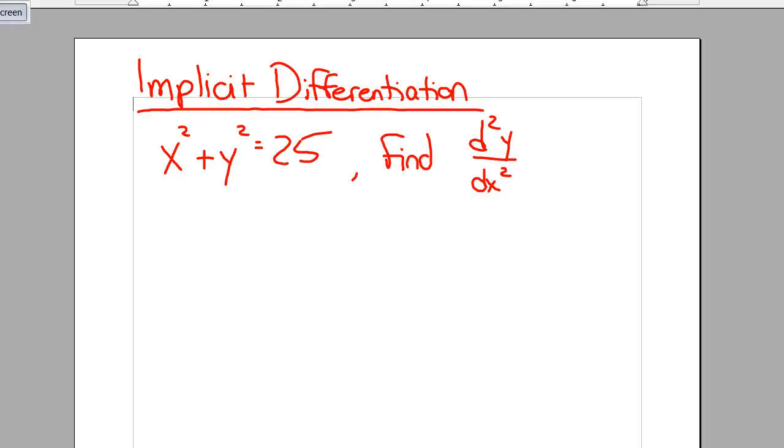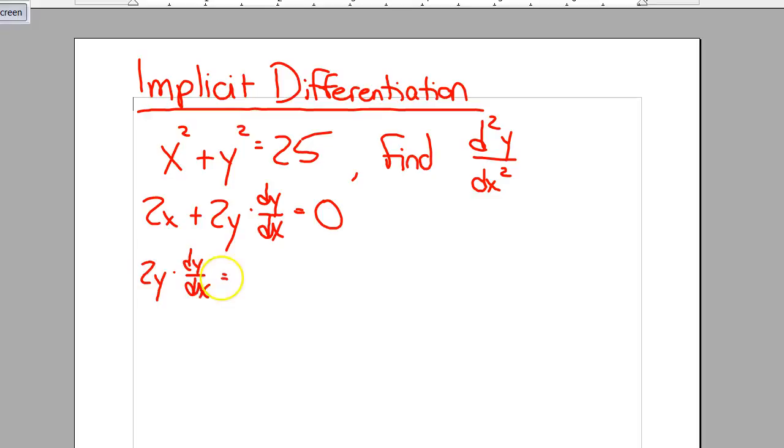So if I just start going through implicit for the first derivative, the derivative of x squared is 2x. What's the derivative of y squared? 2y, but you took the derivative of y, so it's times dy dx. And then equals 0, because the derivative of 25 is 0. And then I'm going to solve this for dy dx, so 2y times dy dx equals negative 2x. I divide both sides by 2y.